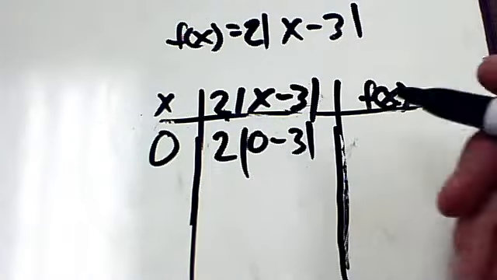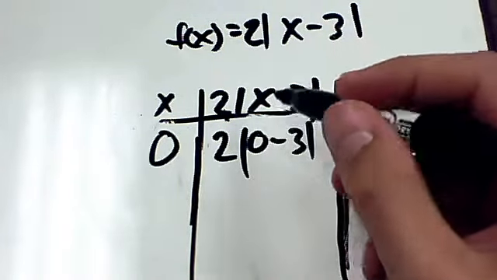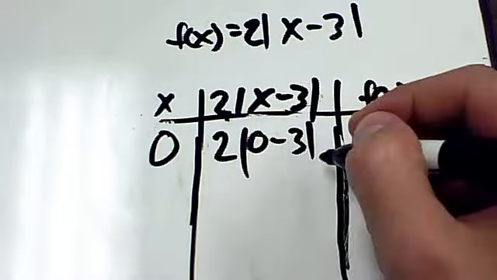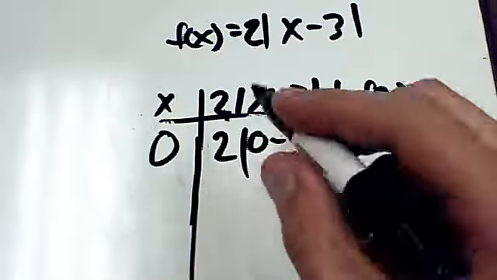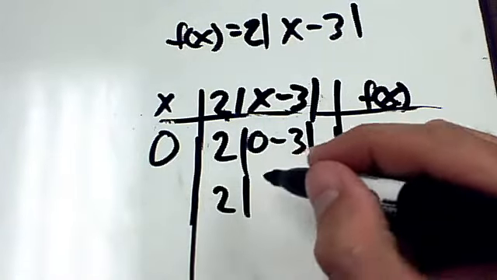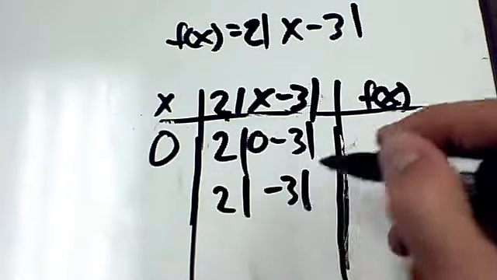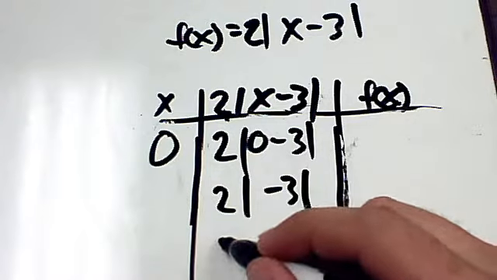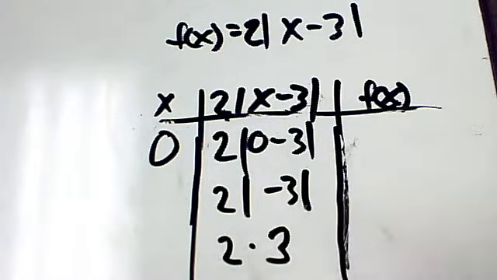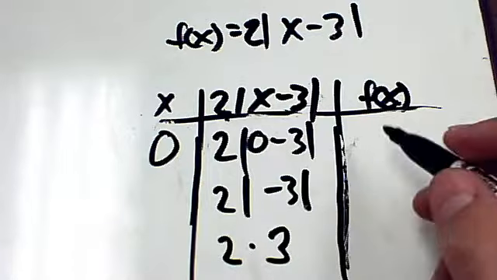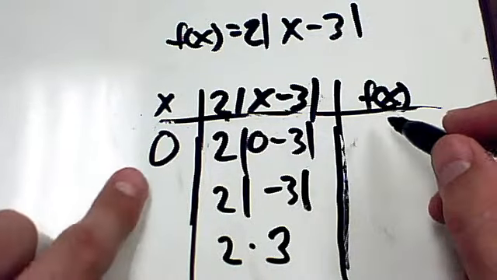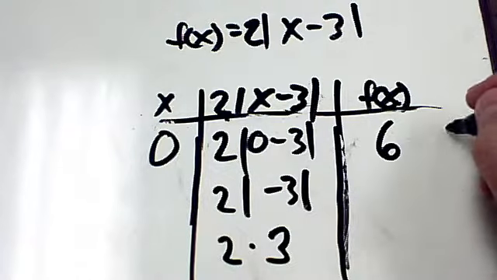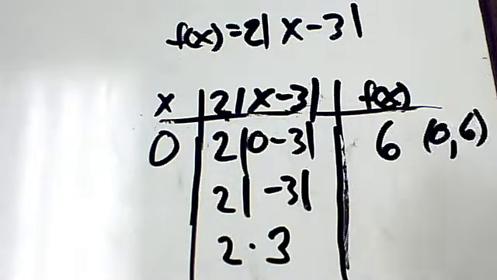It kind of works like PEMDAS. You do all the stuff inside the parentheses, and then you would multiply. So we're going to do all the stuff inside these two vertical bars, and then we'll multiply it by 2. So this would be 2 times the absolute value of 0 minus 3, which is negative 3. Take the absolute value of that, and we would get 2 times 3, which makes 6. So when x is 0, f of x is 6. If you wanted to graph that point, it would be at 0, 6.